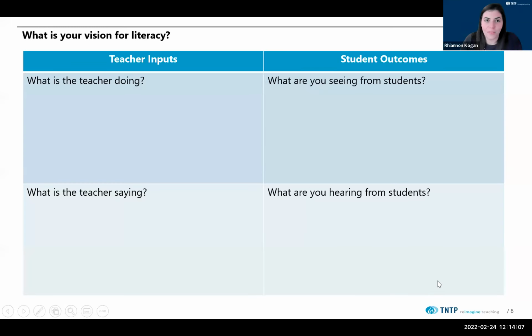Great. Let's see if I can share my screen again. Can everybody see it okay? Yeah, looks good. Great, thanks. That was the first time. That's pretty good for me.